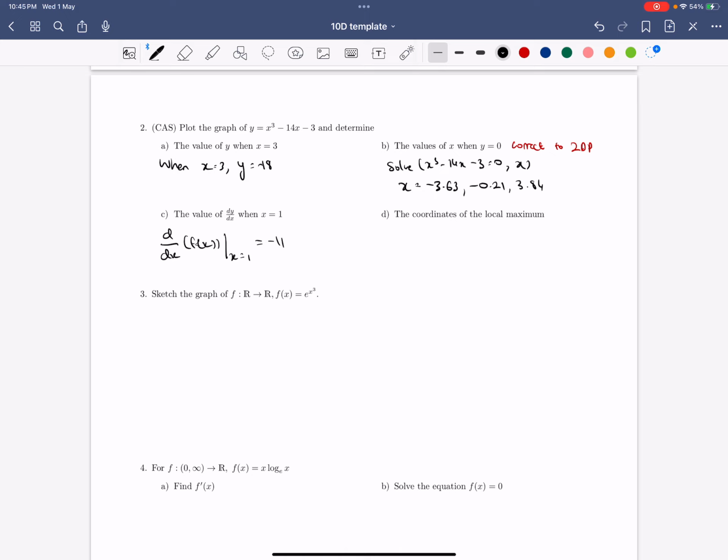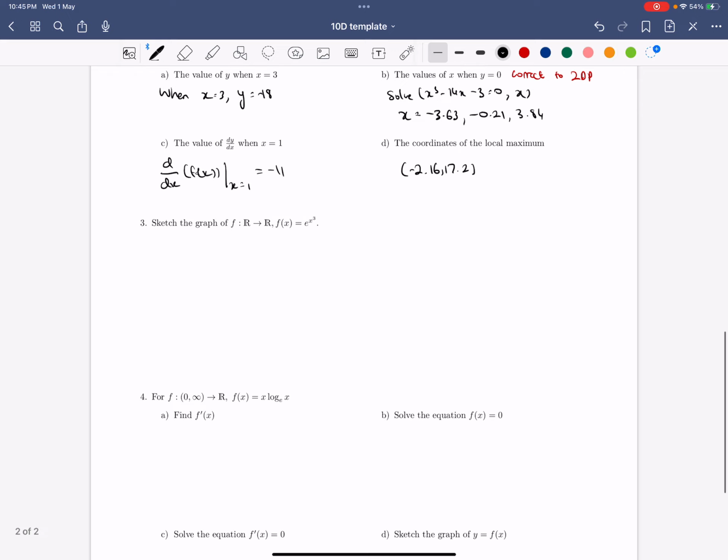So if I kind of just use that maximum, it gives me negative 2.16 and 17.2. So these don't seem to have very nice answers, which is fine. That's going to happen sometimes.